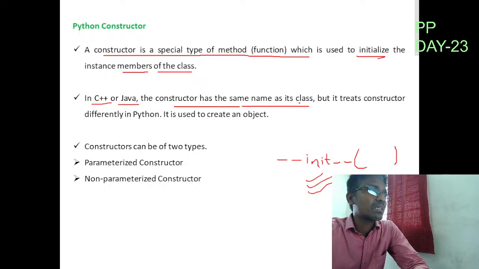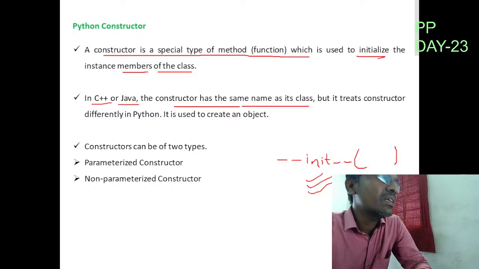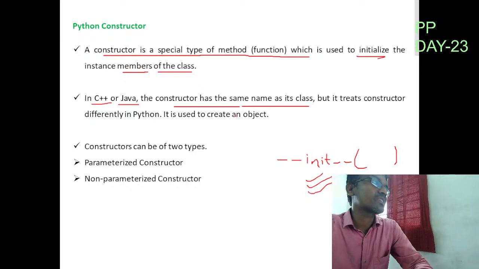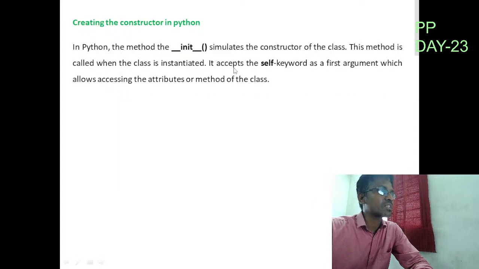But the difference is that for creating a constructor in Python, you have to use the __init__ function or method. Whereas in C++ and Java, you have to use the class name as the function name. That is called a constructor. We have different types of constructors like in C++ and Java: parameterized constructors, non-parameterized constructors, and default constructors.